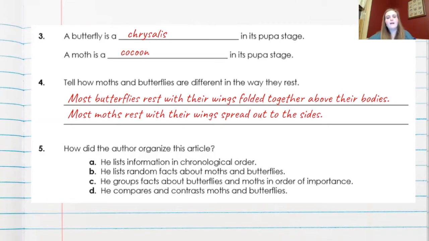All right, number 5, how did the author organize this article? This one should be an easy one. We're thinking about the way that our text is structured, and it's the text structure we've been using all week. See if you can look through your answer choices and write down the correct one. Pause the video if you need more time. All right, we should all know this one. The best answer is D. He compares and contrasts moths and butterflies.